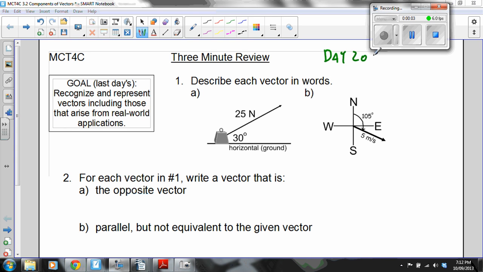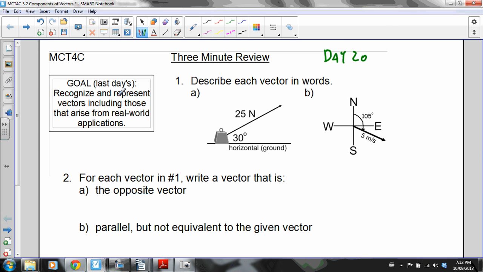MCT4C day 20. The lesson is 3.2 components of vectors. The 3-minute review goal is to recognize and represent vectors, including those that arise from real-world applications. And essentially, we just want to read and write some vectors here, practice what we were doing yesterday.